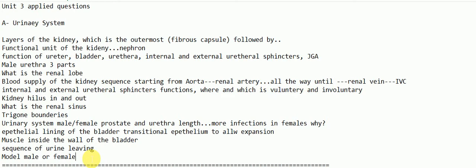We can also ask you something like this model, is it a male or female? And this will have something simple like prostate. Of course, we will not give you a whole male or female model and ask you, is it male or female? We would ask you something that contains only a prostate or something, and the rest is just the urinary system. And just by looking at the prostate under the bladder, you should know that this is a male. So this is for the urinary system.